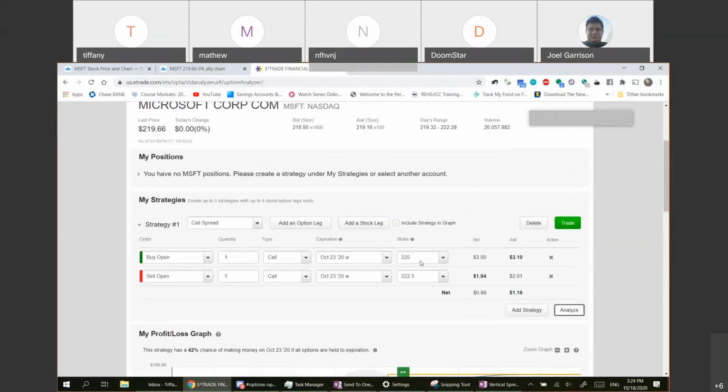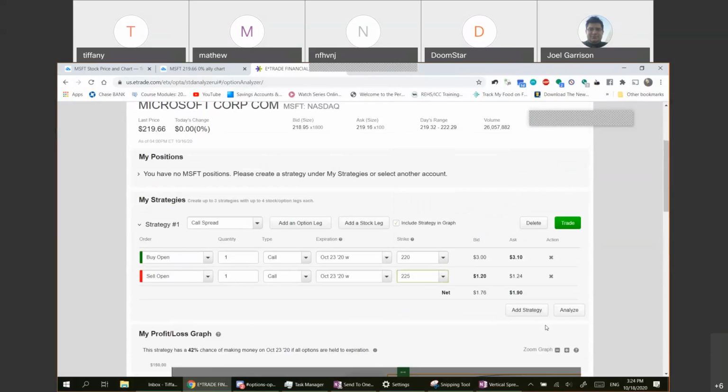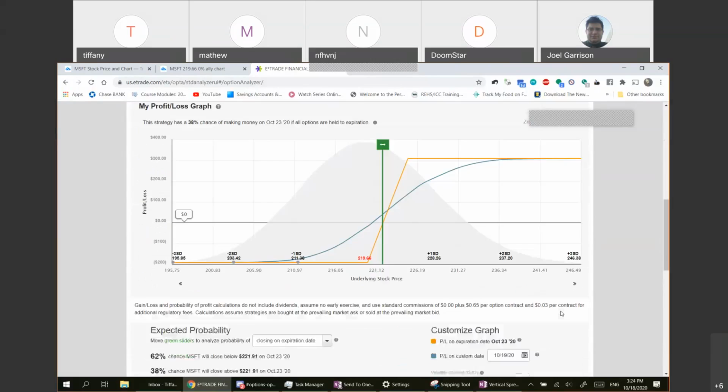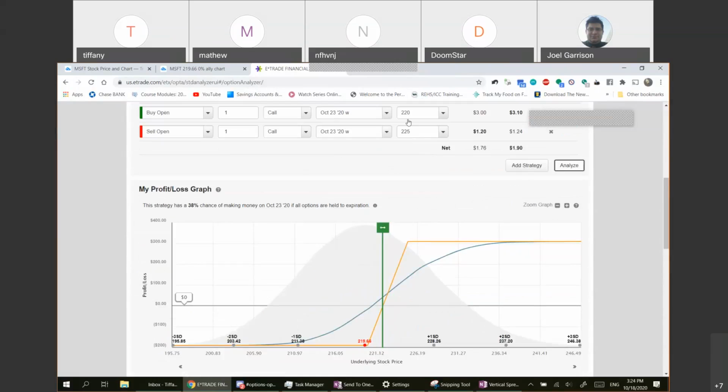This is what happens if you try and make it wider. Let's say you made it $5 wide. So let's analyze the trade. If you make this trade wider, you bought the 220 for next week, your risk is a lot greater. You are now spending 190 to take on this risk. But your profit is a lot greater. Your max profit went to $300.